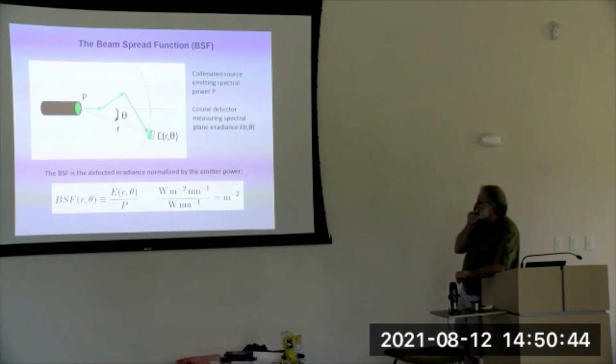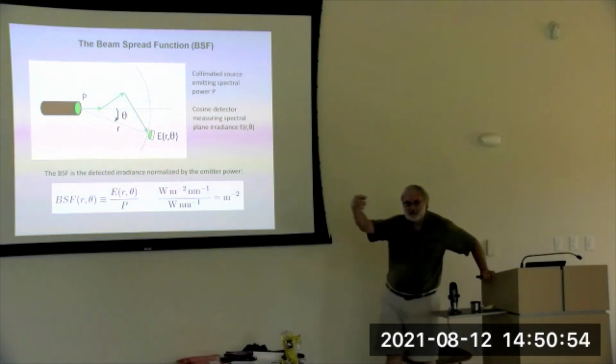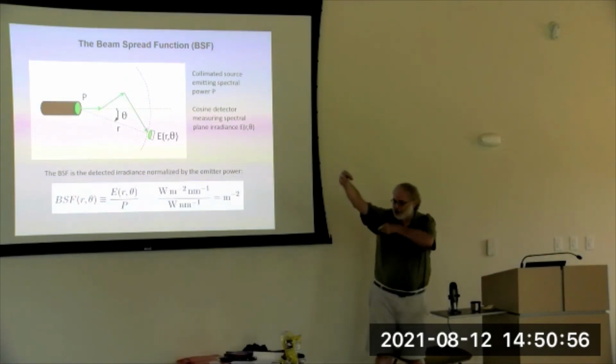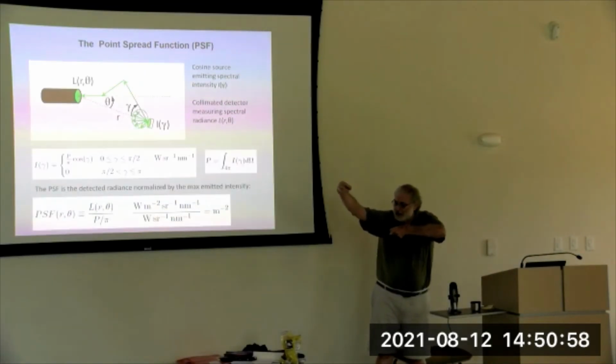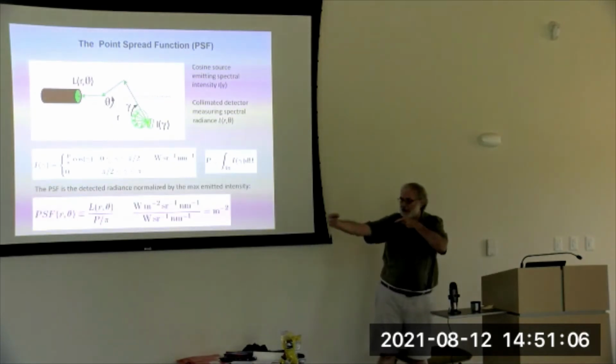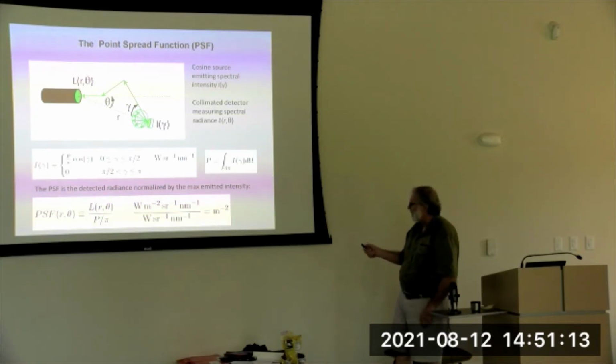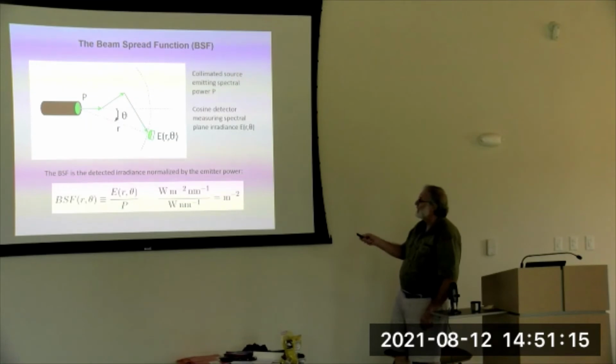Okay, here's how it's defined. Here's your light source, collimated, shooting the light out in this direction. You take a plane irradiance meter, the same one you use for ED, and you shine your light here and move this instrument at a radius far away, and measure the plane irradiance as a function of the off-axis angle theta.